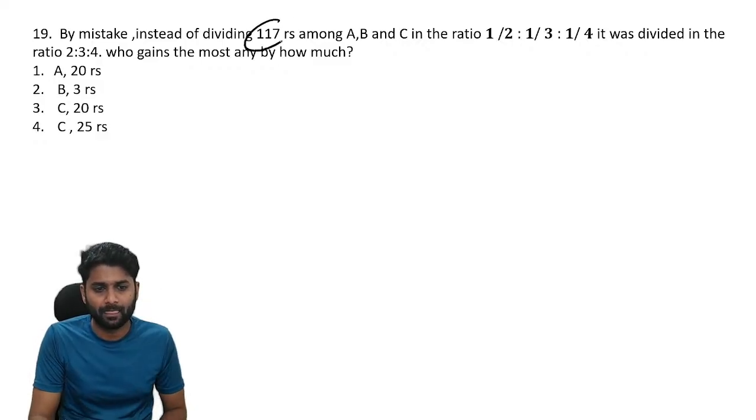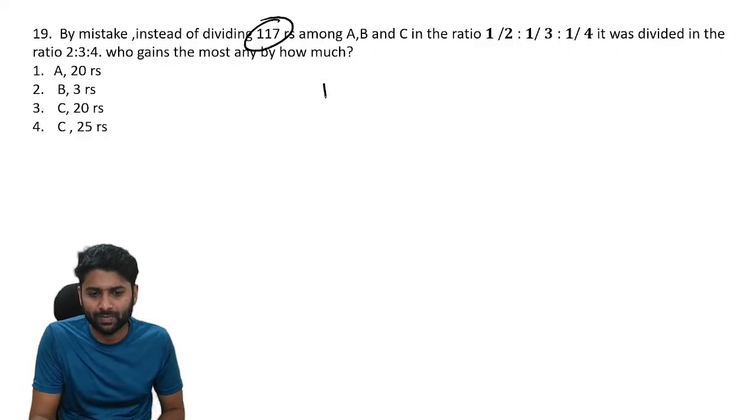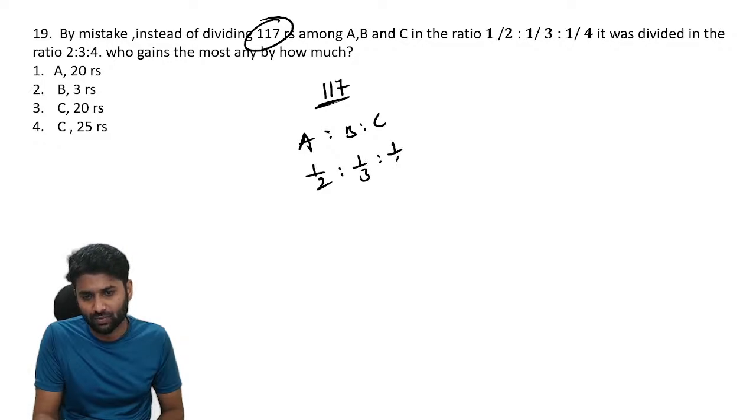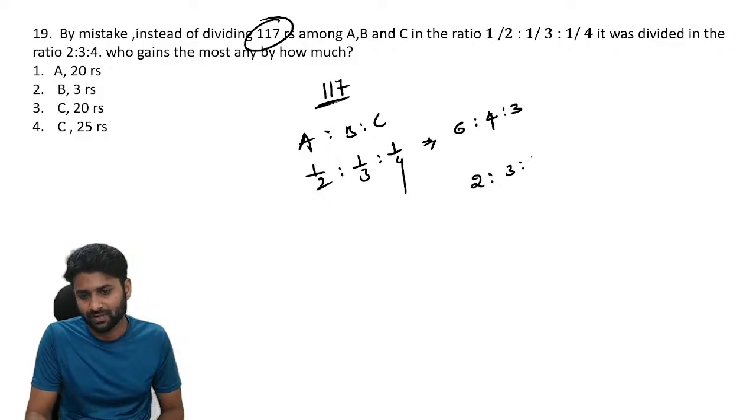Now see, understand that by mistake, instead of dividing 170 rupees among A, B, C in the ratio 1 by 2 is to 1 by 3 is to 1 by 4, what is the ratio here? 2, 3, 4, LCM is 12 units. 12 units means 6 is to 4 is to 3. It was divided in the ratio of 2 is to 3 is to 4.